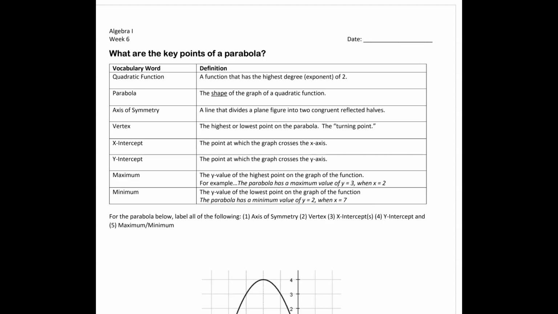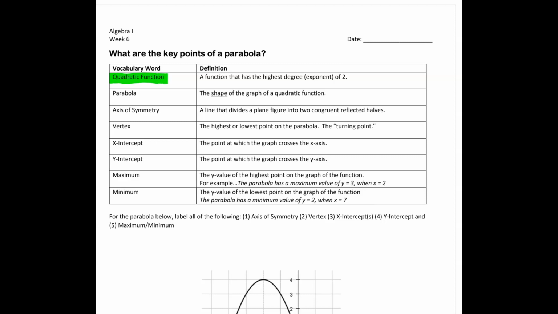So the first thing is just, again, the key points of a parabola. The type of function that we're working with, at the beginning of the year, we introduced the idea of 3 types of functions to you. There was linear, a line. There is exponential, which kind of looks like a capital L backwards. And then there's also the quadratic function, which is going to look like a U.